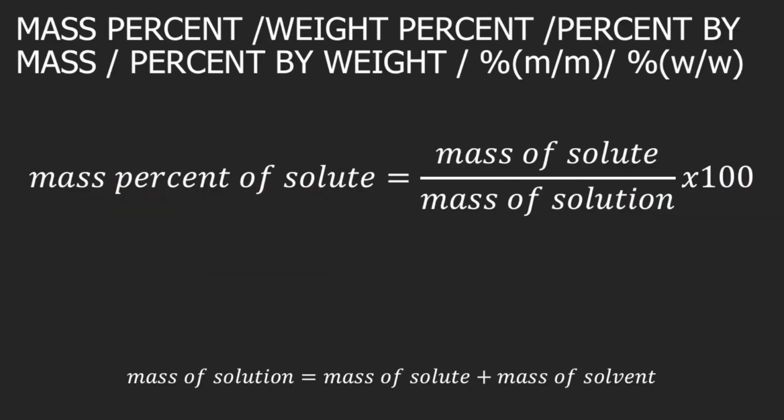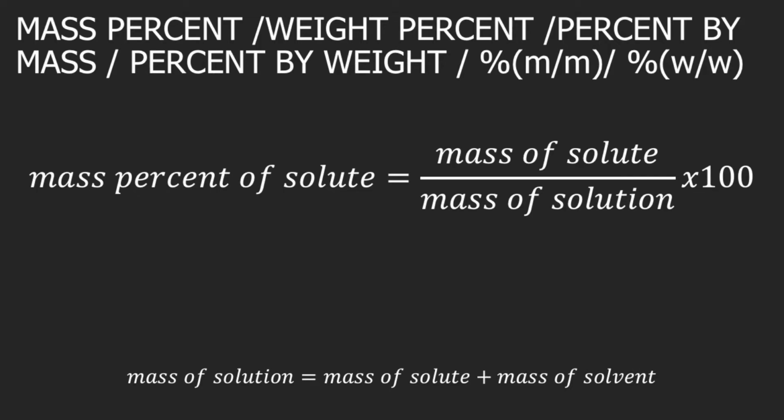Mass percent is also known as weight percent, percent by mass, percent by weight, percent mass per mass, or percent weight per weight. It depends on what reference you are using. But all of them just mean the same thing. In chemistry, when we say mass percent, we are usually referring to the mass percent of solute in a solution. So the formula for the mass percent of solute is mass of solute divided by mass of solution times 100.